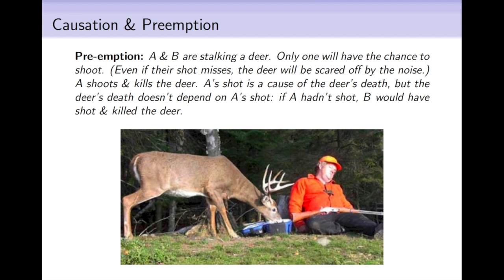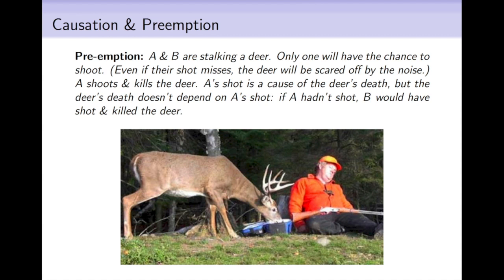So here's an example. A and B, Alice and Bob, are stalking a deer. Only one is going to have the chance to shoot. So the idea is, whoever shoots first might hit and kill the deer, but they might miss. If they miss, then the sound of the shot is going to scare the deer off, so the other one won't get a chance to shoot. Okay, so suppose that Alice shoots and kills the deer.